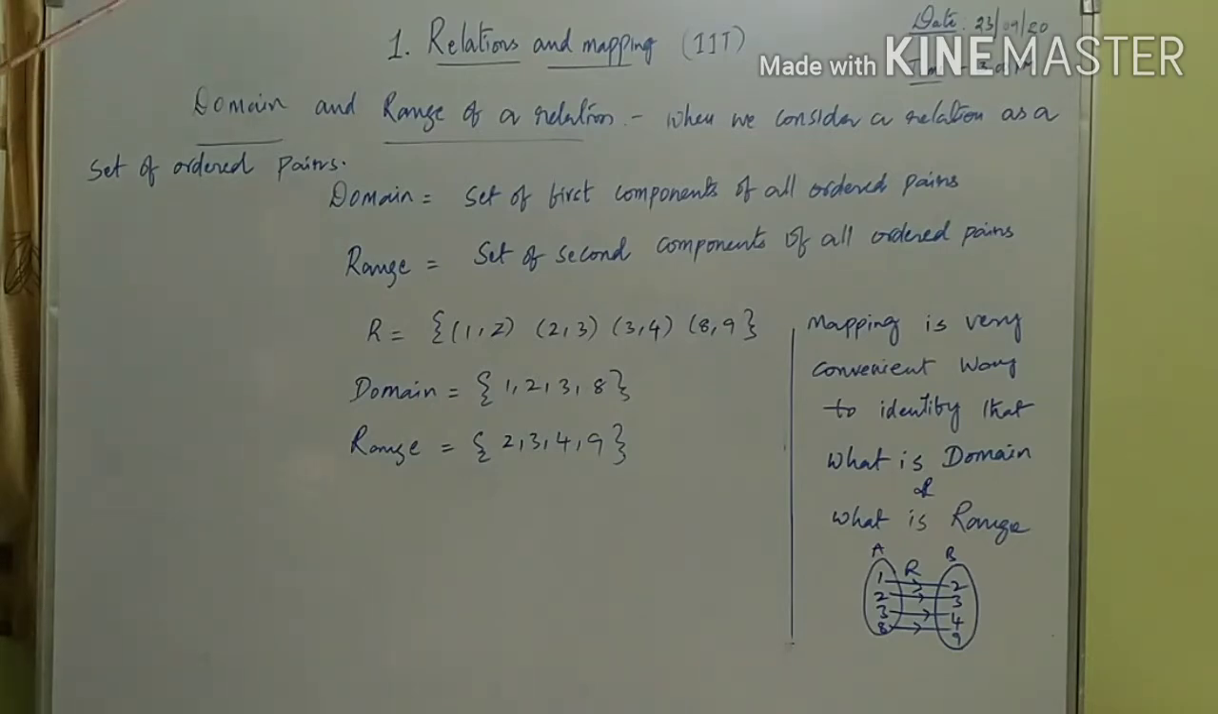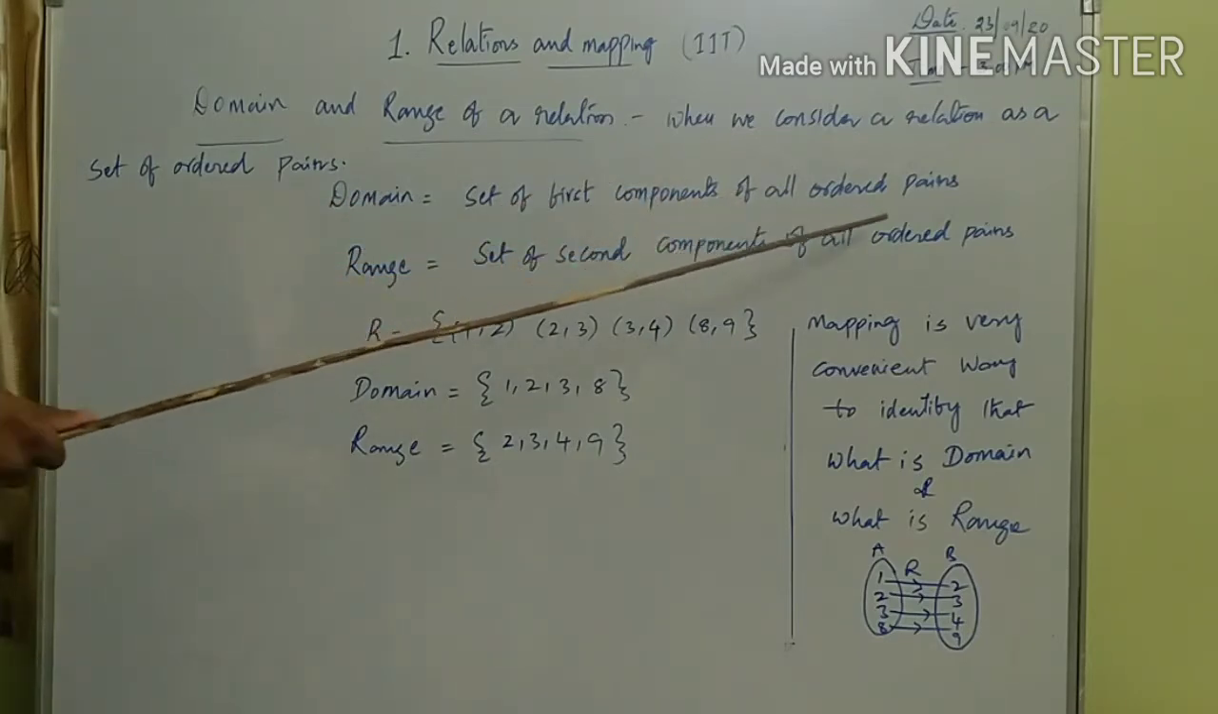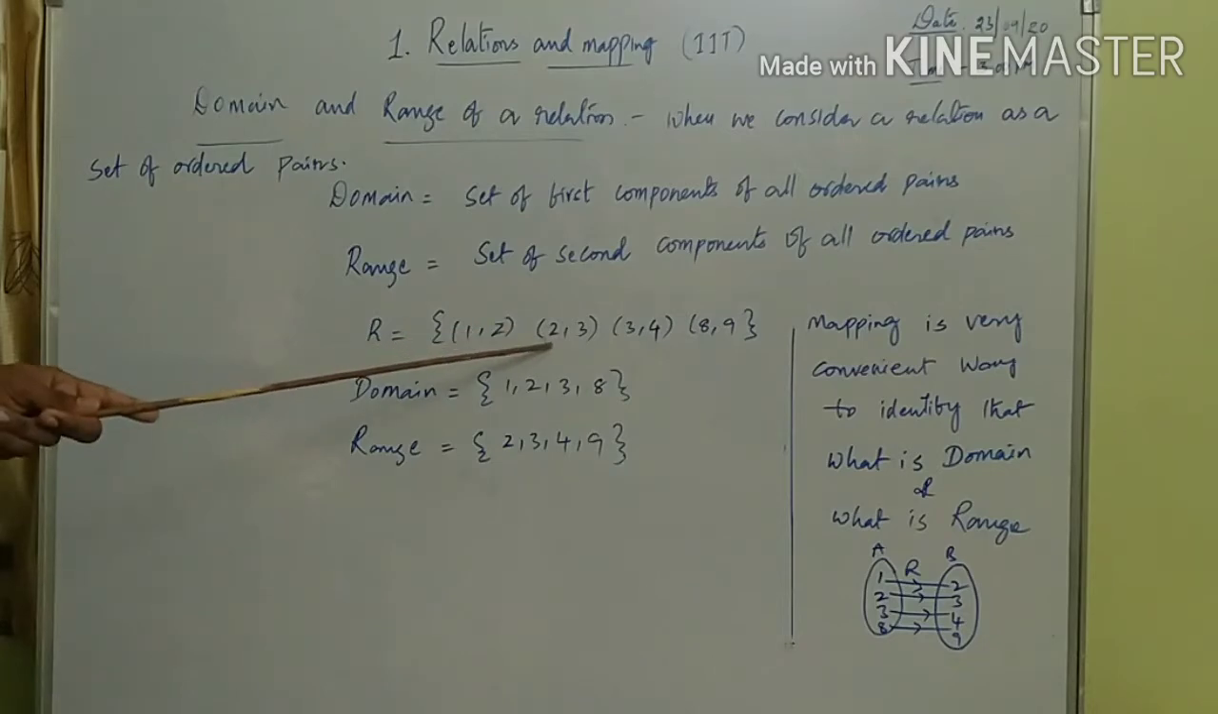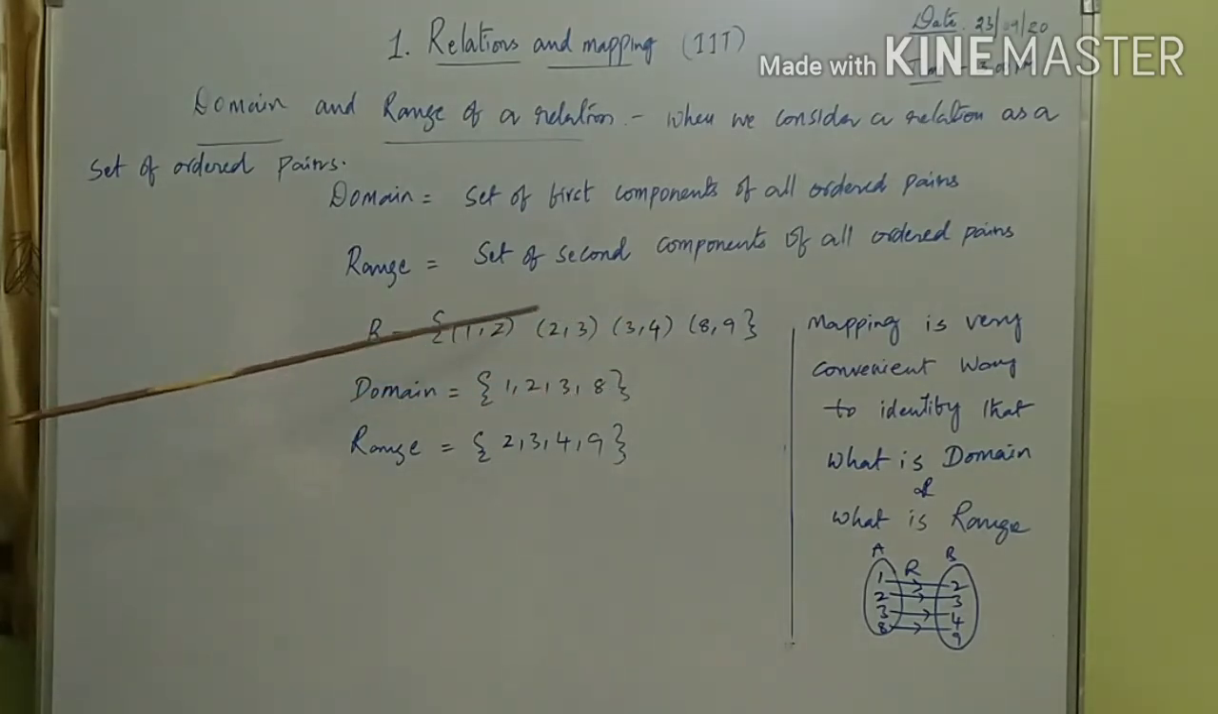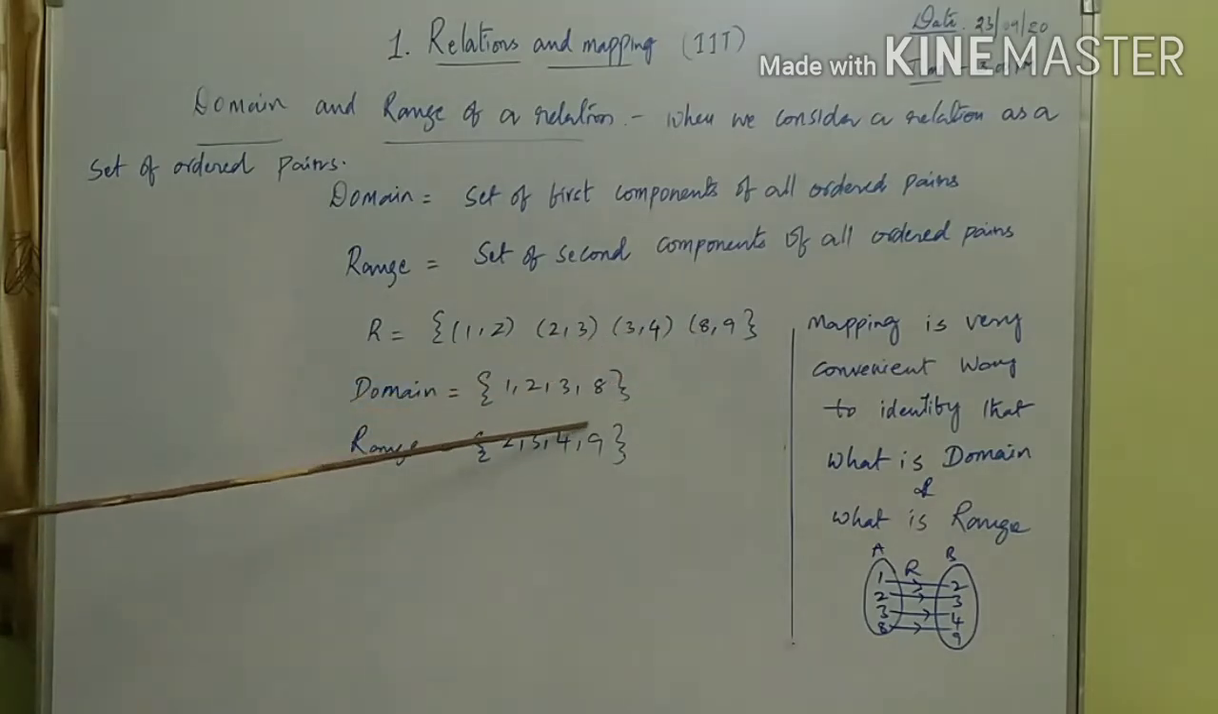So next topic, domain and range of a relation. When we consider a relation as a set of ordered pairs, the domain is the set of first components of all ordered pairs. Here the first components are 1, 2, 3. These are the domain. And next, what is range?